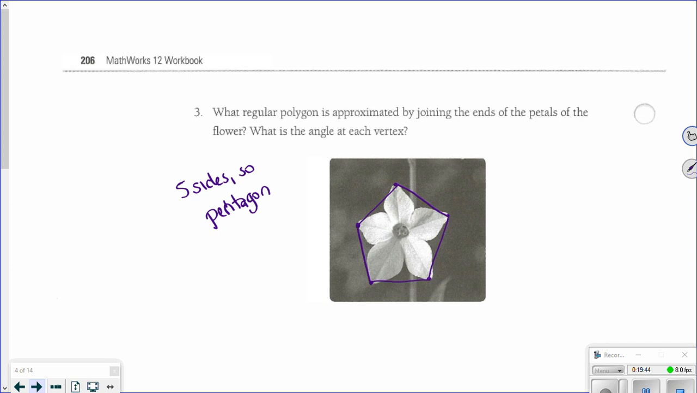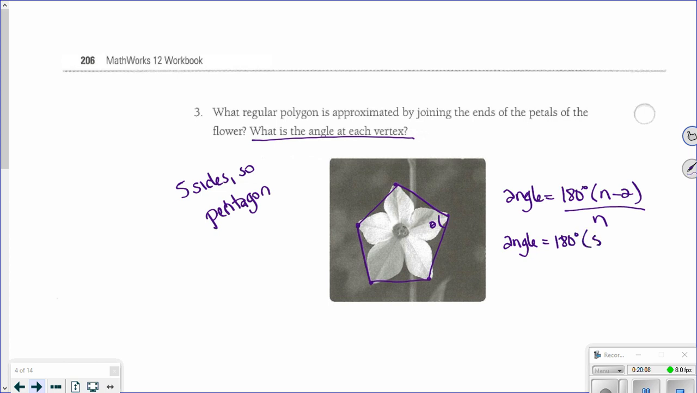Okay, that's the first part. What regular polygon is approximated by joining the ends? What's the angle at each vertex? If I want to know each individual angle, I'm going to use my individual angle formula. So my angle is 180 degrees times (n minus 2) divided by n. So my angle is 180 degrees times (5 minus 2) over 5. 5 minus 2 is 3, so times 3 over 5. Or my angle equals 108 degrees.